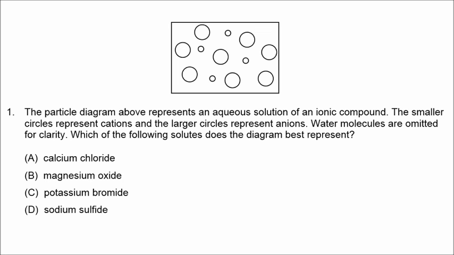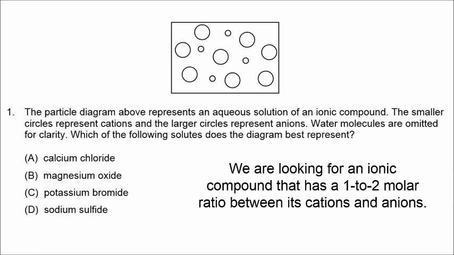This particle diagram has 4 cations and 8 anions. So therefore, we're looking for a compound that has a 1 to 2 molar ratio between its cations and anions. Here are the formulas of the 4 choices. We have calcium chloride, magnesium oxide, potassium bromide, and sodium sulfide. So the only compound that has a 1 to 2 ratio between cations and anions is A, calcium chloride.